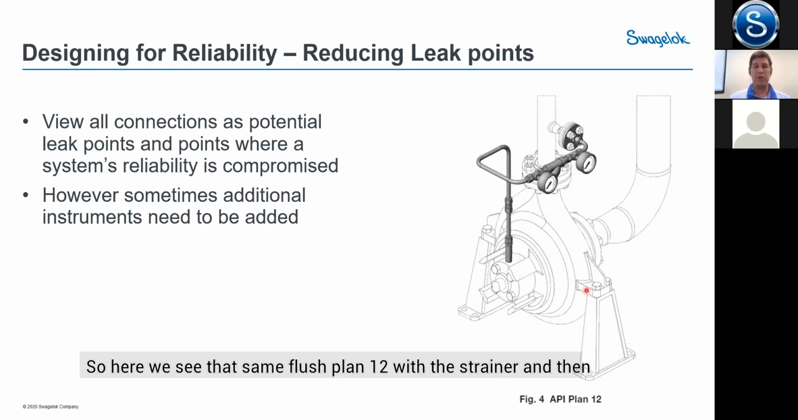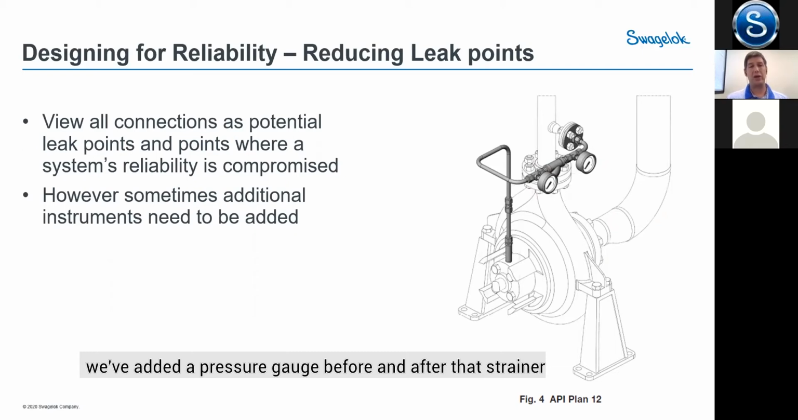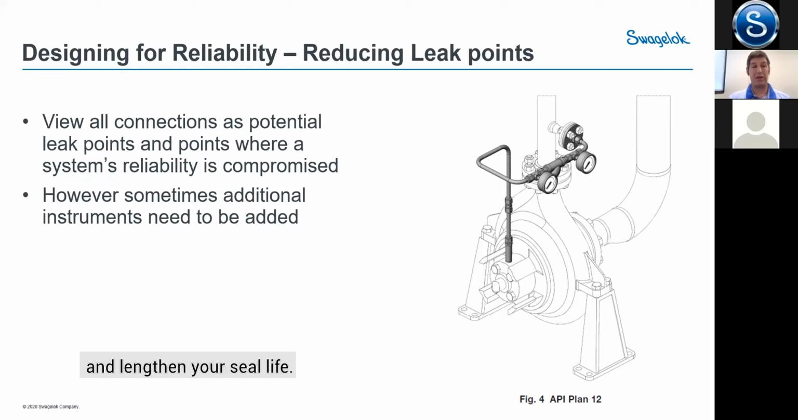So here we see that same flush plan 12 with the strainer, and then we've added a pressure gauge before and after that strainer so that you can get a differential pressure across that strainer. And if you wanted to, this could even have a customized bypass line in it so that the strainer could be serviced while the system is online. And again, just to make it easier for you to maintain and lengthen your seal life.